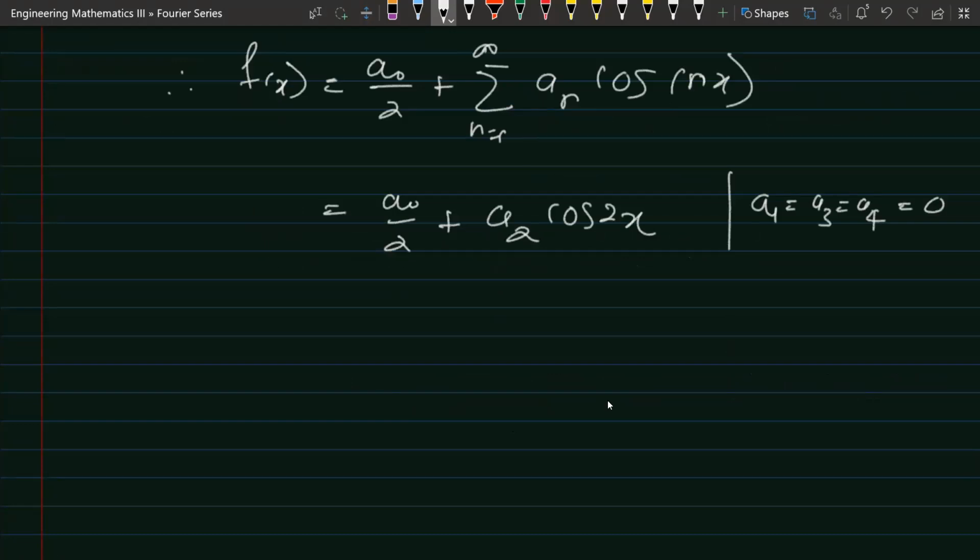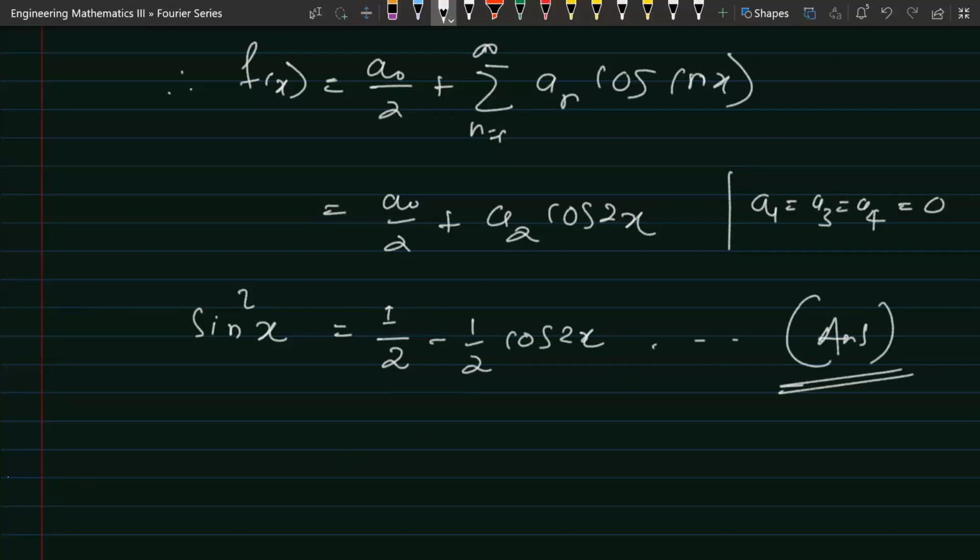What is a0? It is 1. So f(x), which is sin square x, equals a0 divided by 2, that is 1 by 2, plus a2, which is minus 1 by 2, into cos 2x. That's it. This is my answer to this question.